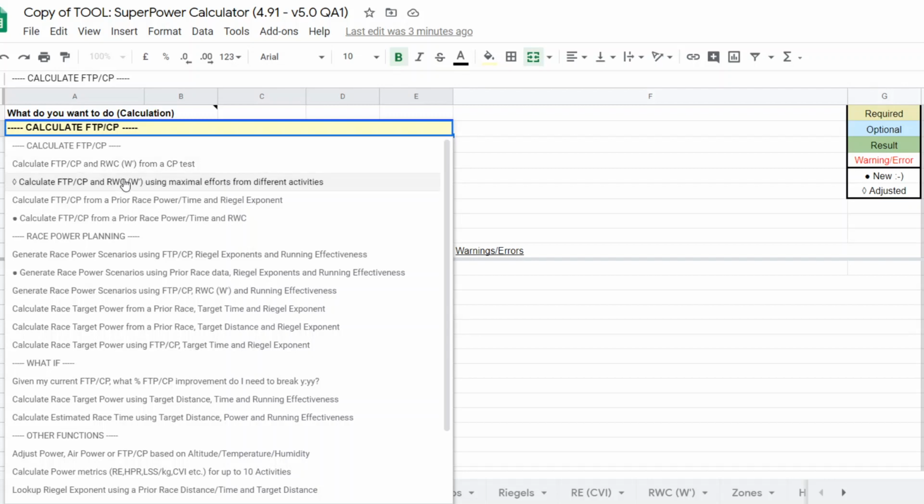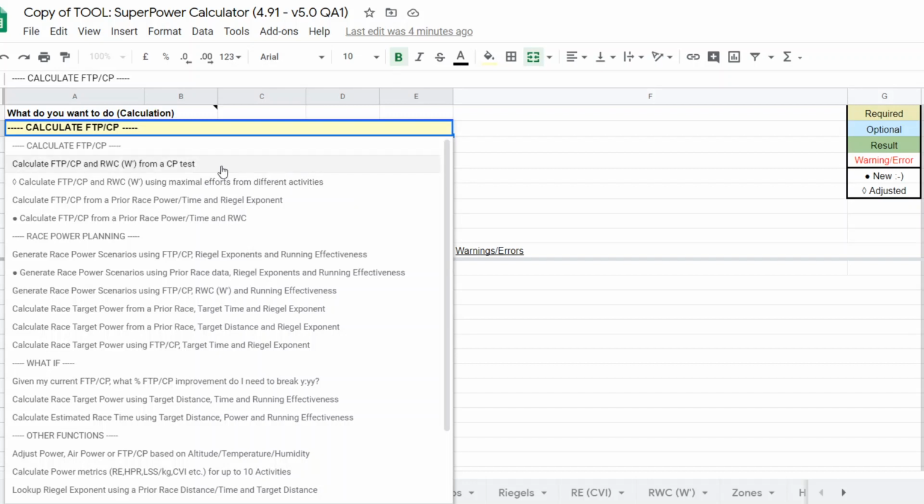And then with version 4.0, we introduced this version. It's also a monad-based calculator, and it will calculate FTP or CP and a reserve work capacity using test efforts, maximal efforts, but they can be from different days over a period of 2 or 3 weeks. I did a video on this, and I will link to that video in the description of this video, so if you want to jump over and check that out.